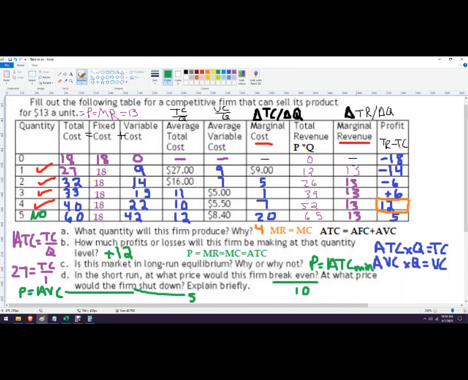So that's the explanation. You would just say that the price equaling the minimum of average total cost is going to be 10 at 4 units. That would be a break-even price. And then the firm will shut down when the price gets any lower than 5 because that's the minimum of average variable cost.